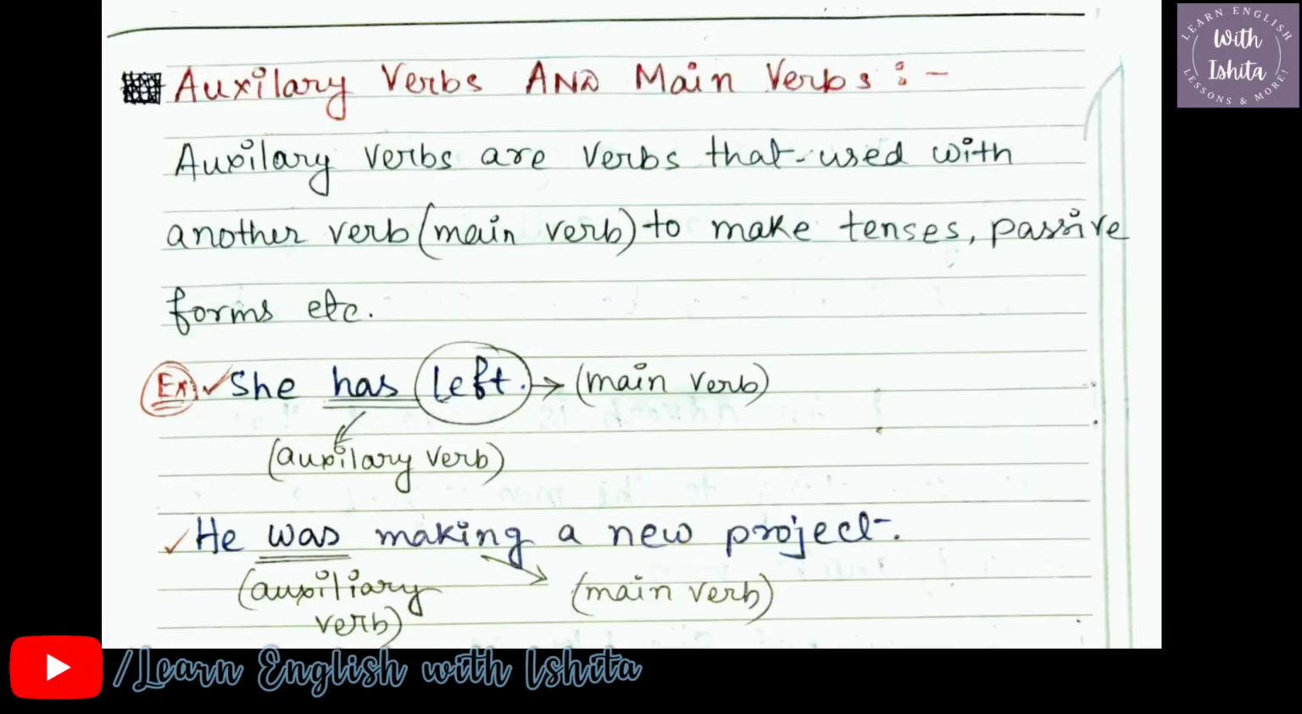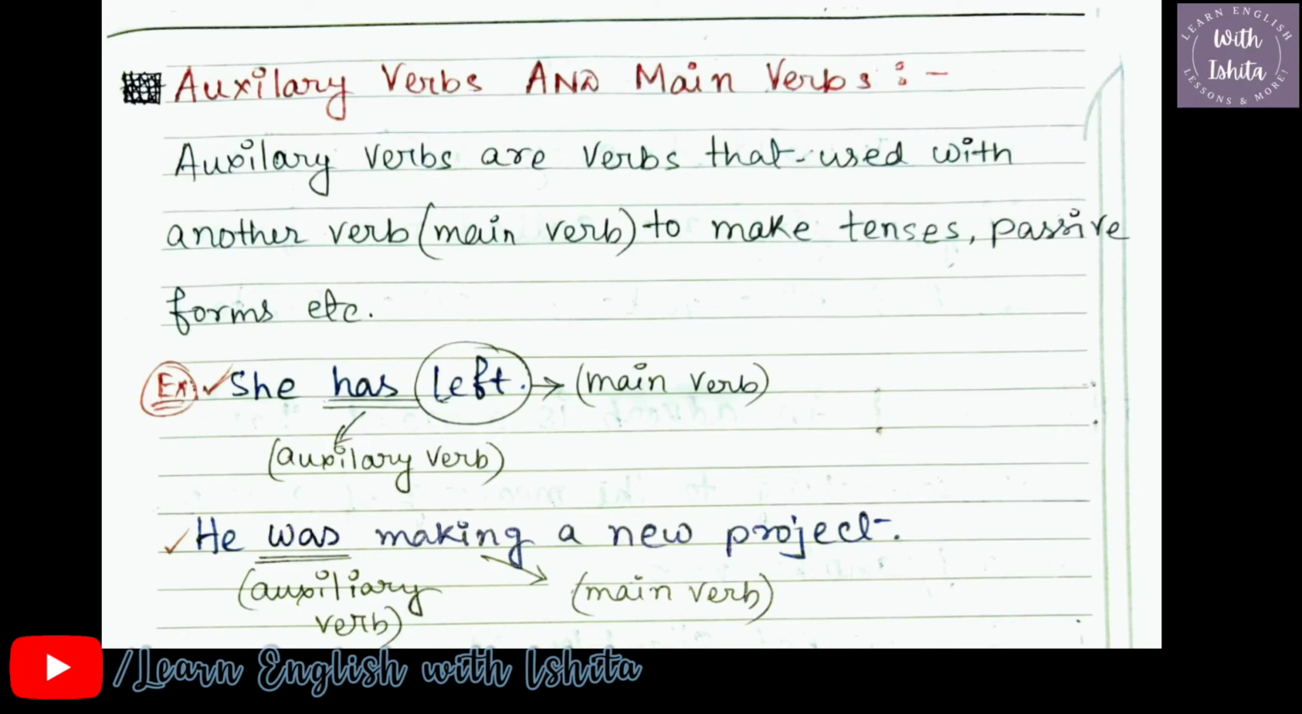Now we are going to discuss auxiliary verbs and main verbs. Auxiliary verbs are verbs that are used with another verb or main verb to make tenses and passive forms, etc. For example, she has left. In this sentence, has is an auxiliary verb, and left is the main verb. Next one, he has making a new project.